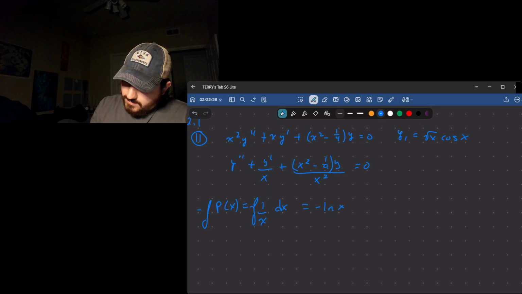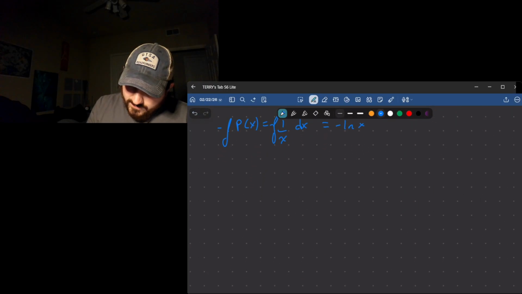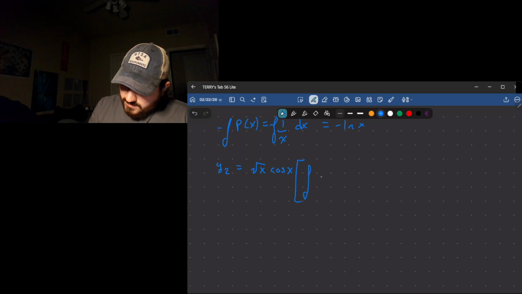Okay. And now that we've done that, we can go ahead and write y2 is equal to our y1, which was square root of x cosine of x, times the integral of e to the negative natural log of x divided by our square root of x cosine of x squared, and all of that dx.